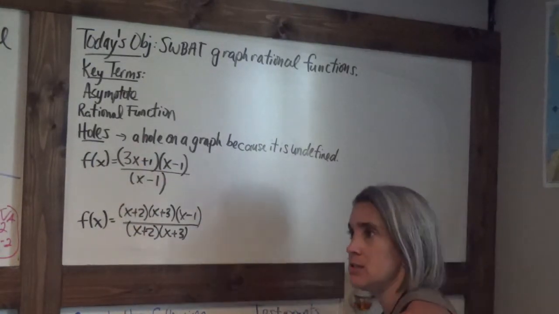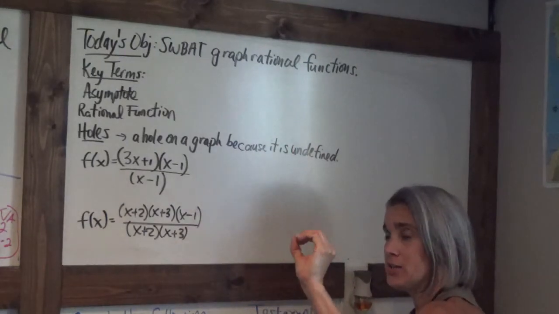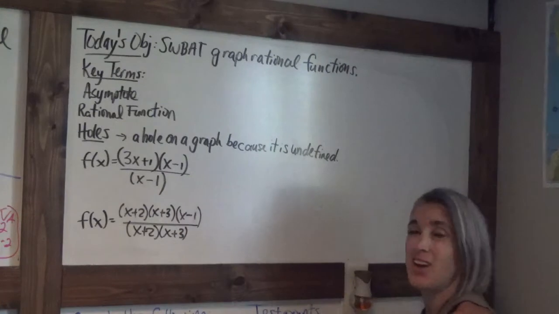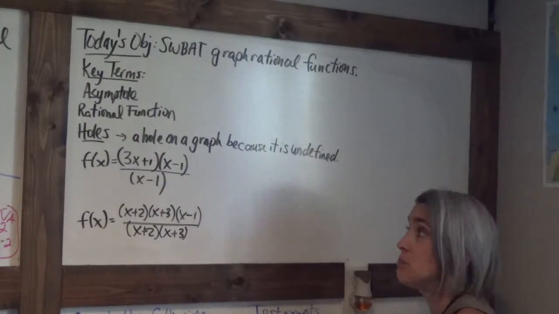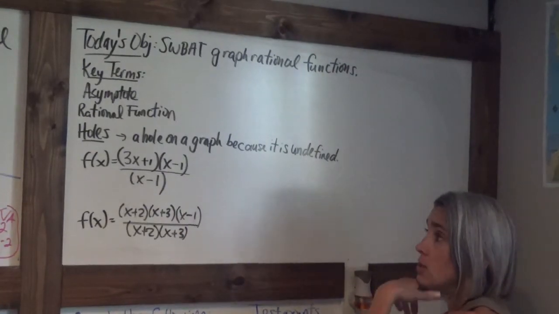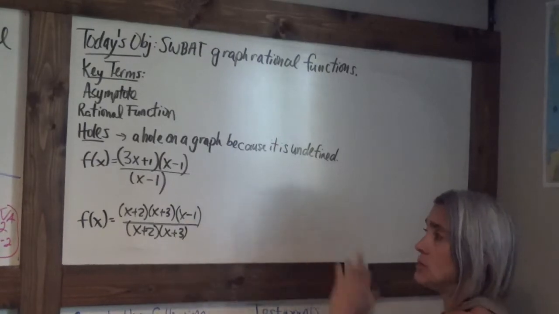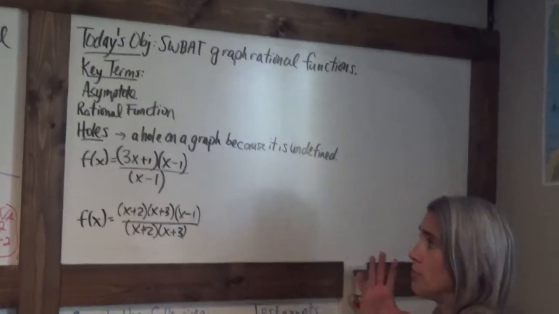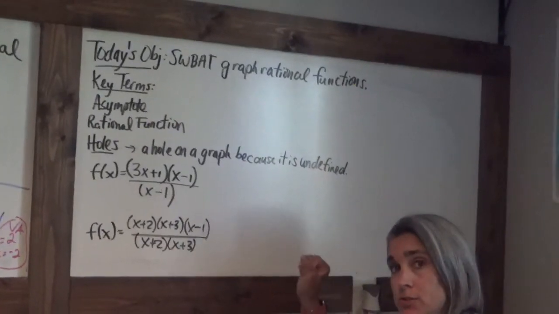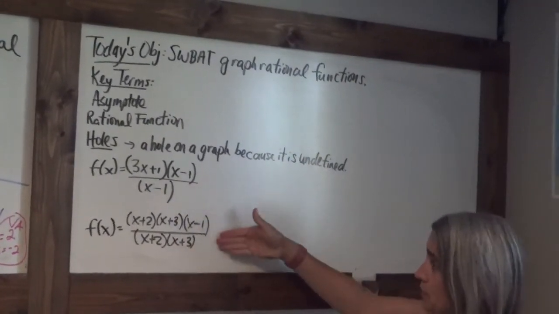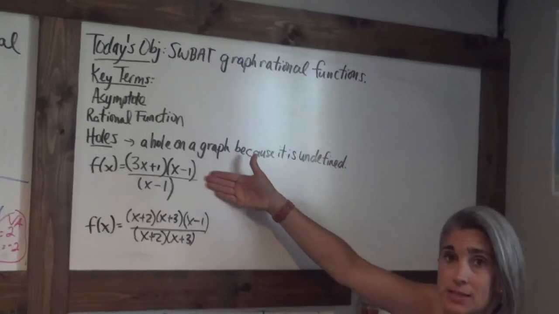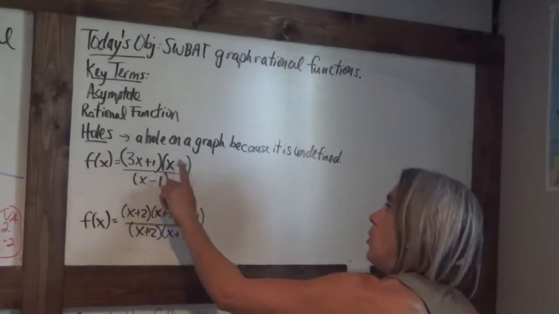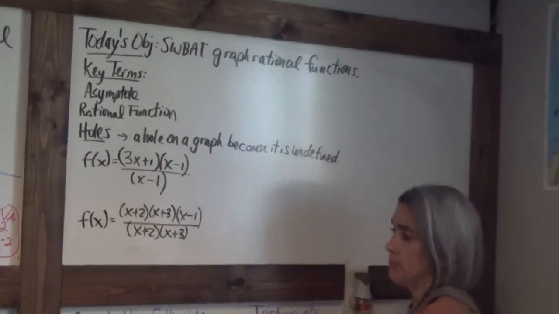It actually is a line, and on the line is an open circle, a hole on the graph, because it is undefined at that specific spot. Taking a look at these two examples here, if I wanted to find a hole, you're basically factoring your rational function. These are already factored, if you notice, because we have parentheses. So what do you think would be the hole in this rational function?